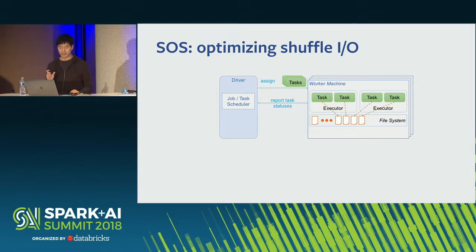So here I show how we actually implement this in Spark. Here I show a diagram of how Spark is running normally. You see on the left, there's a driver. There's a driver for each job. The driver does the scheduling of each task, which is run on a cluster of machines within executors. The driver is doing this assigning, and then tasks report back their status. And then these tasks each do shuffle by using a file system.